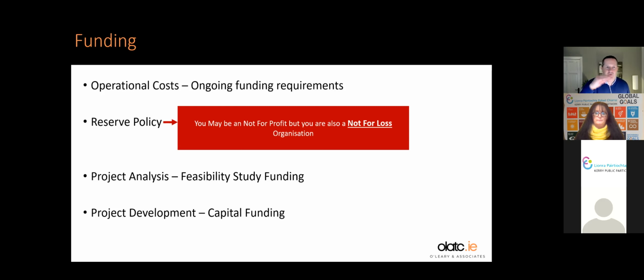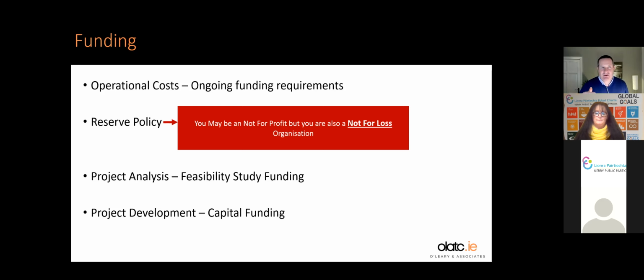And I put funding after the organization because without the organization, the funding is irrelevant. There's no point having 100,000 euros if you've no one there to actually spend the money and manage it. It's kind of pointless. So you always start the organization first. If you don't have the organization, you won't get access to the funding.